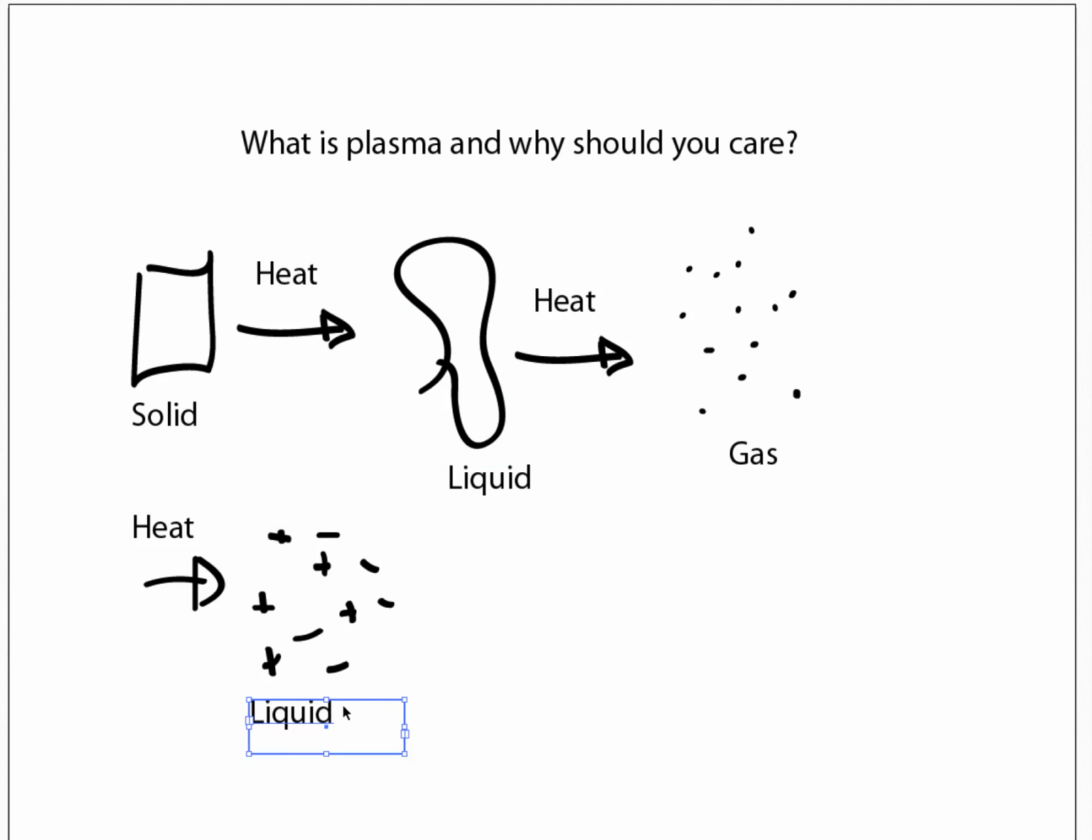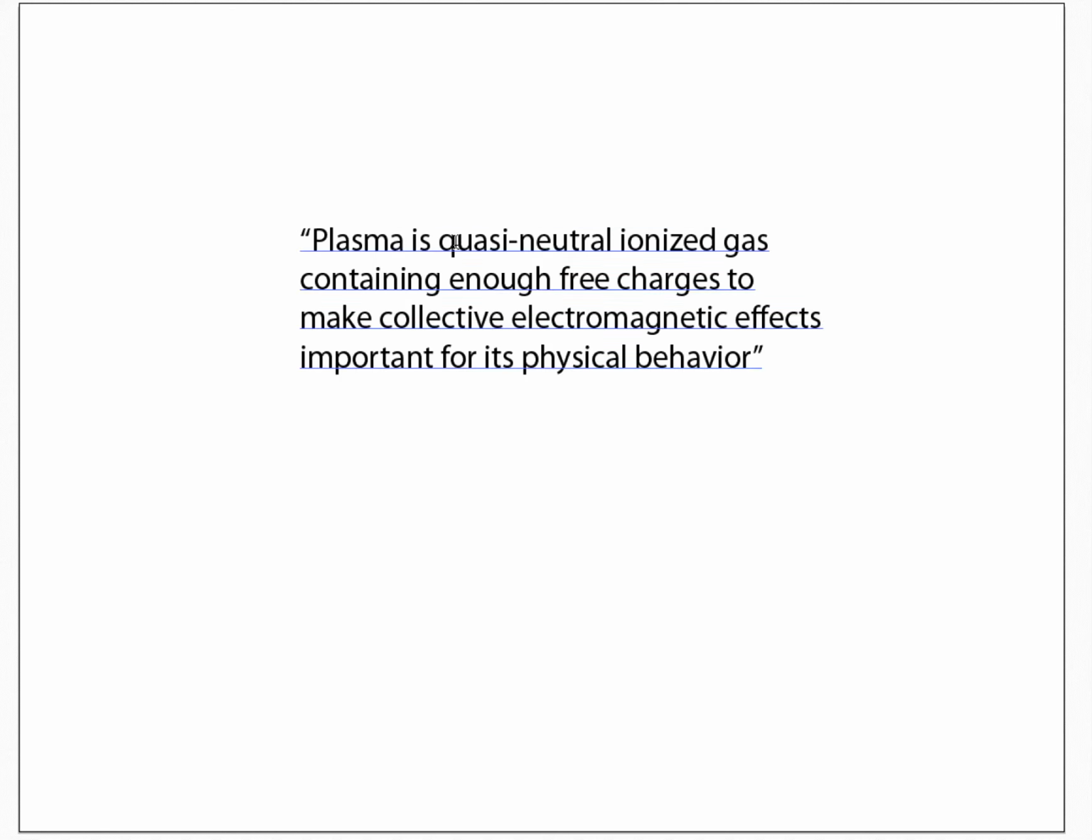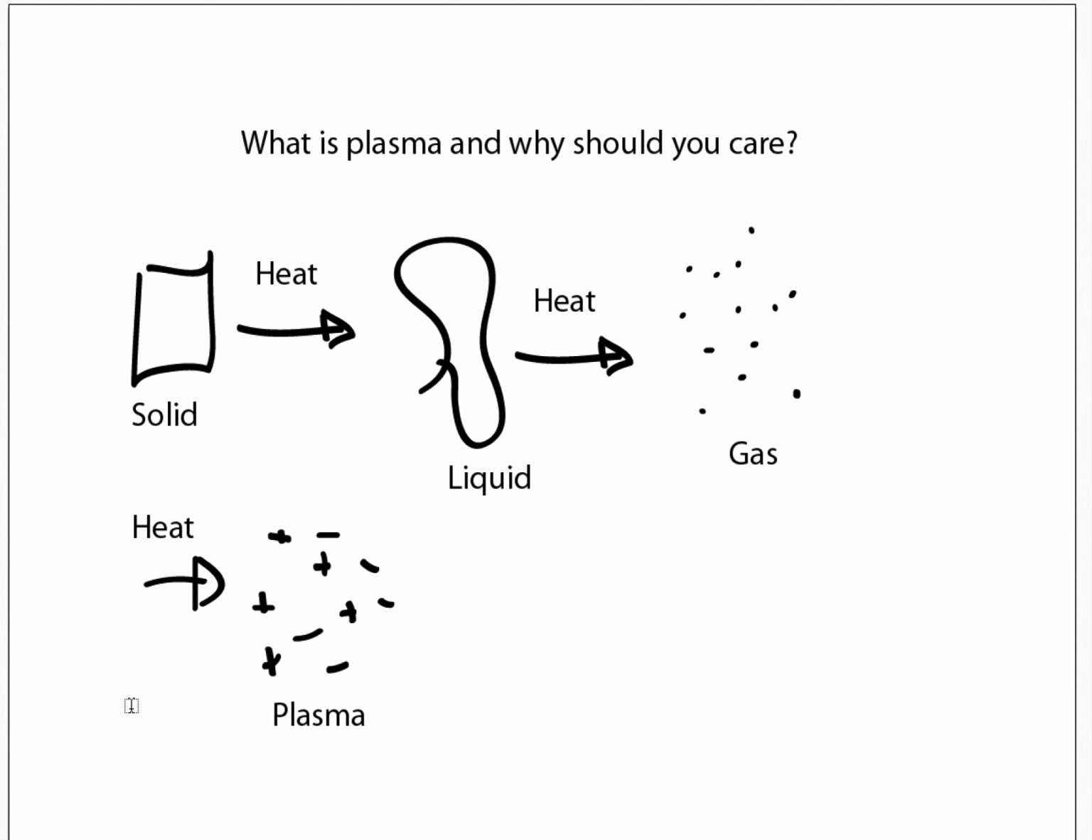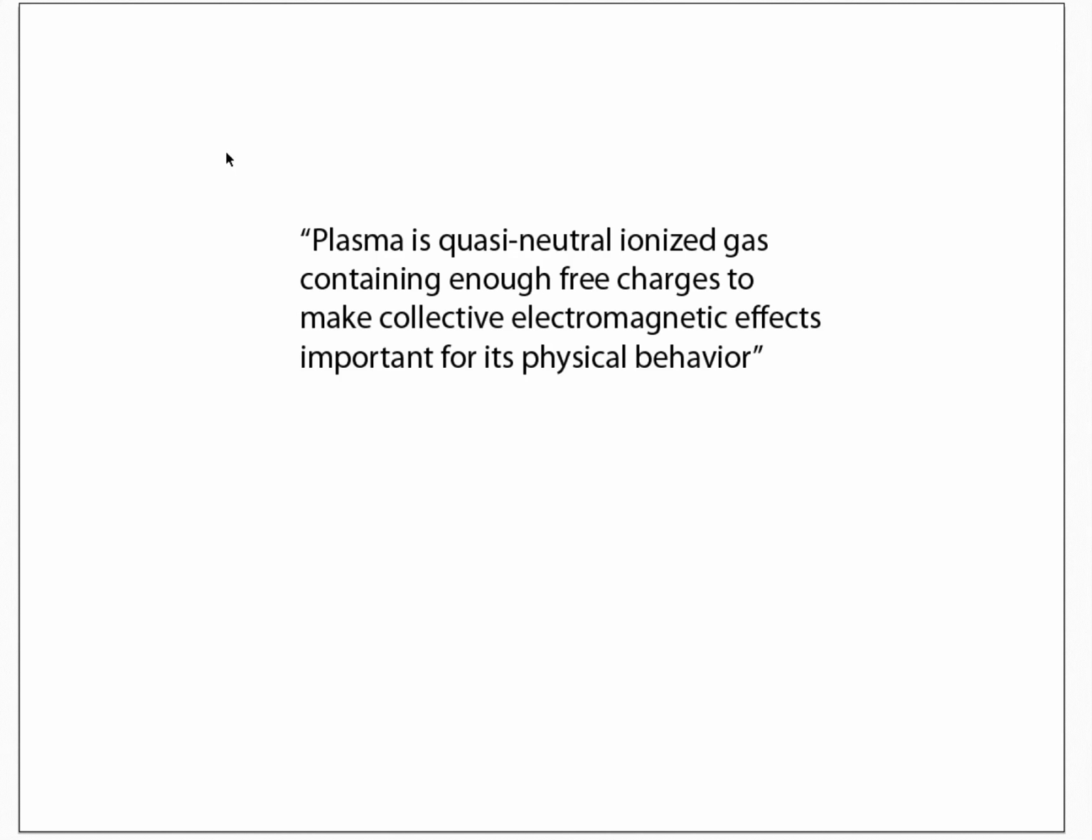So this is our fourth state of matter, which is plasma. Now we have a collection of free charged particles, and in this case we have enough free charged particles to start making these electromagnetic effects important from the viewpoint of the behavior of the matter. So what does it exactly mean? Let's give a couple examples.